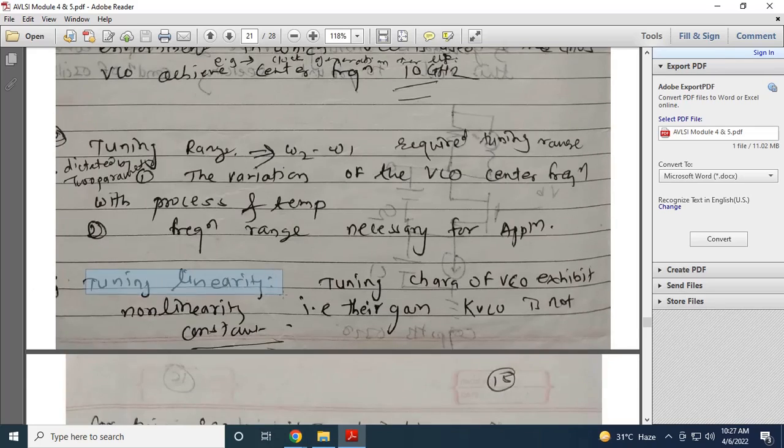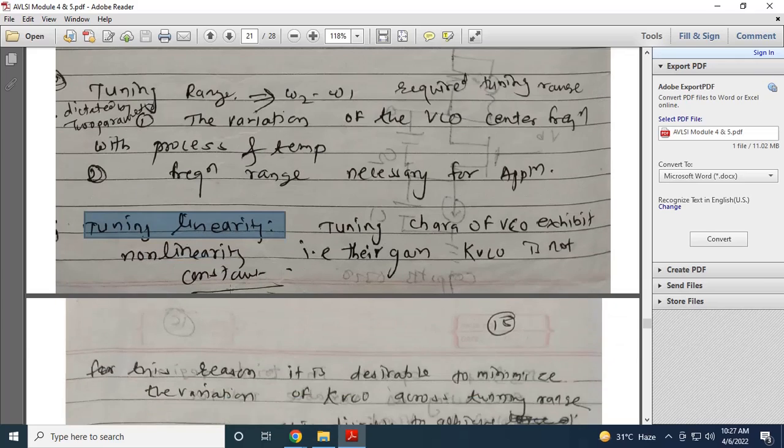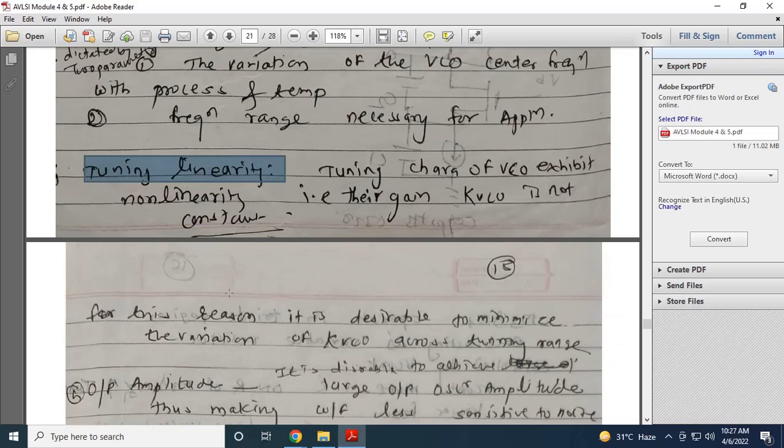Next VCO parameter is tuning linearity. The tuning characteristics of a voltage controlled oscillator exhibit non-linearity, that is, their gain K_VCO is not constant. For this reason it is desirable to minimize the variation of K_VCO, the gain of the voltage controlled oscillator, across the tuning range.